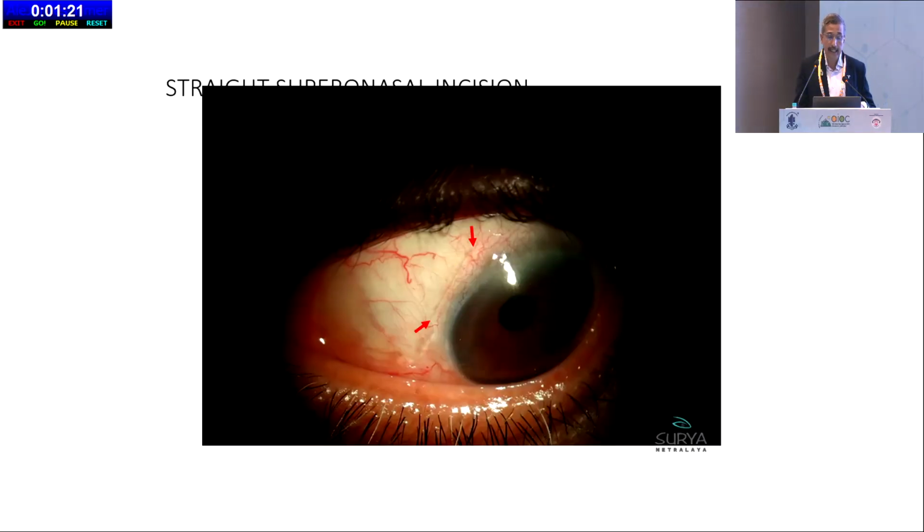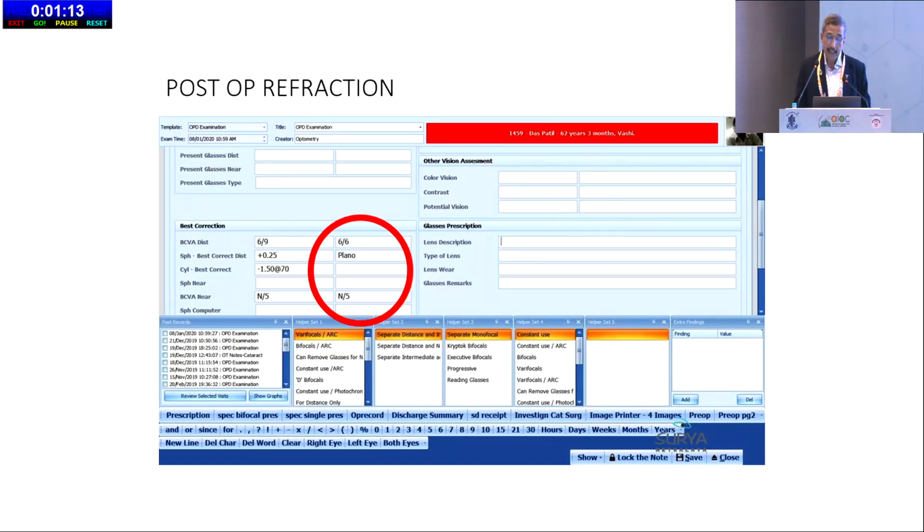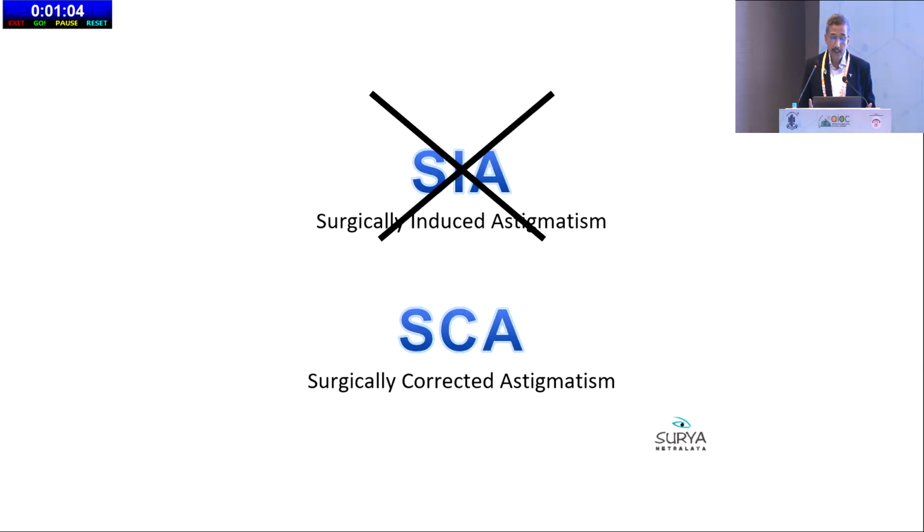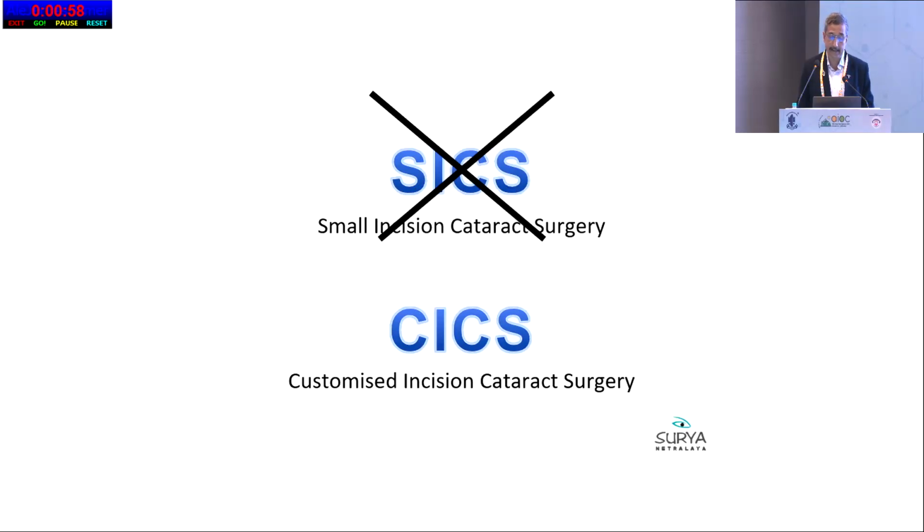Here again, we have taken a straight supero-nasal incision. Doing this, we can modify the astigmatism the way we want. The post-op refraction is of course 6/6, and N6 or N8 for near. So it's not surgically induced astigmatism, we can call it surgically corrected astigmatism. And it's not SICS, it is customized incision cataract surgery.